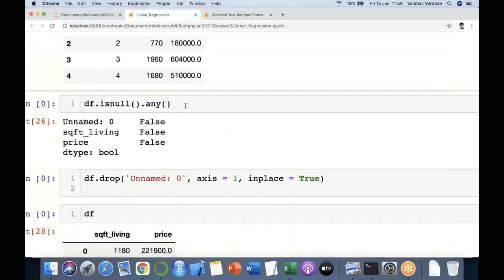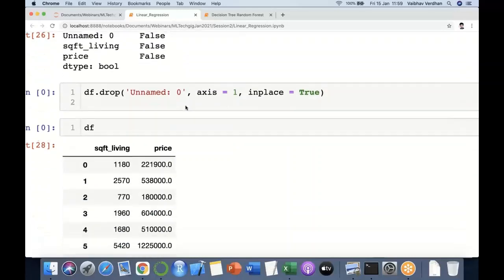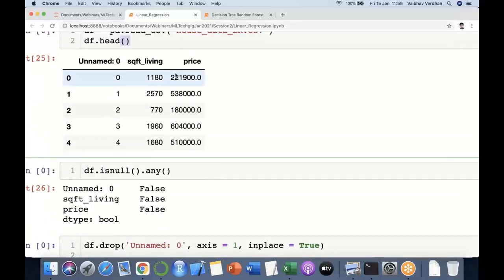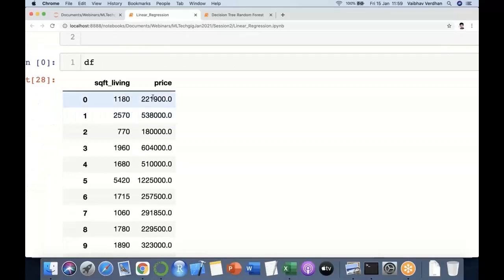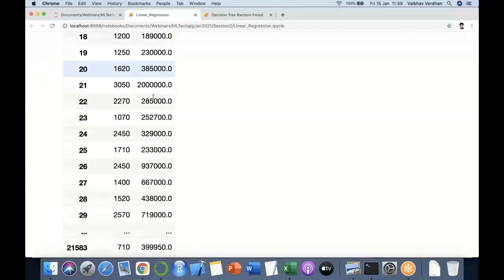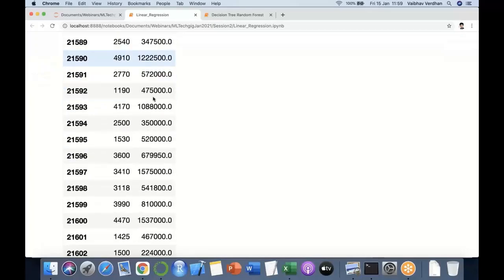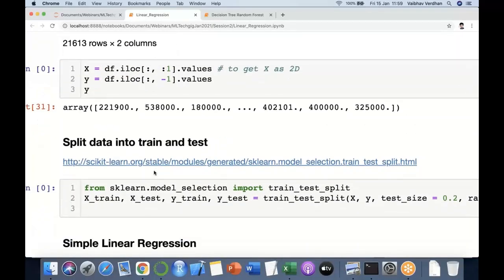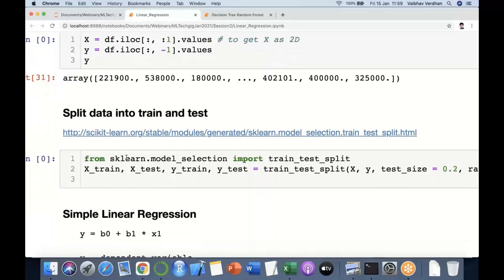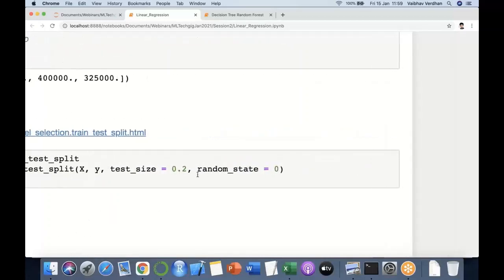Over here we are finding out if there are any null values. Then we have removed one of the columns, unnamed, which is not required. So this is my final data set, my square feet and my price. I want to build a regression model for this problem. So I am splitting into training and testing. From the scikit-learn library, I have my train test module, and I am splitting into train test 80%, 20%. That is the split over here.